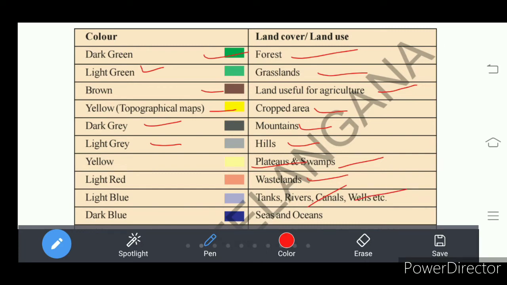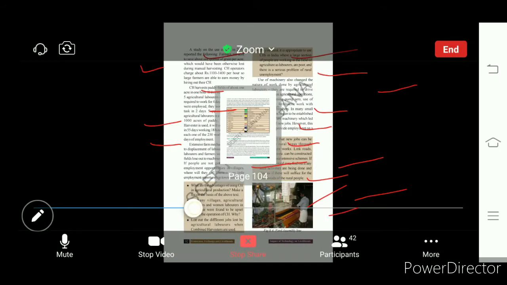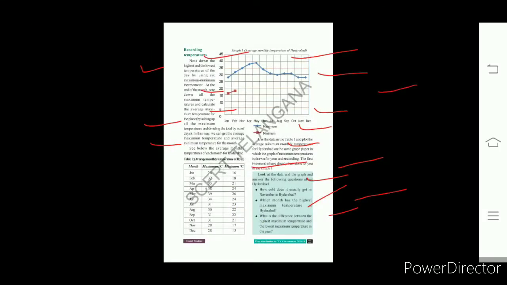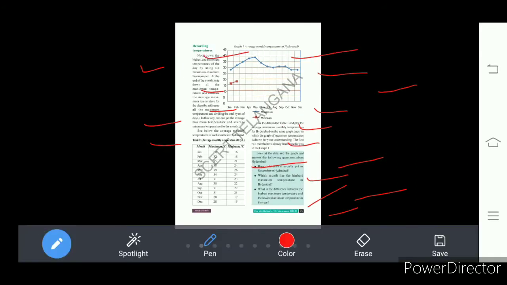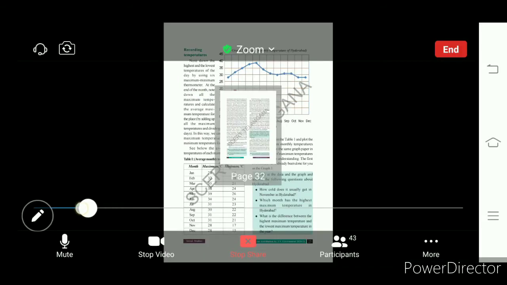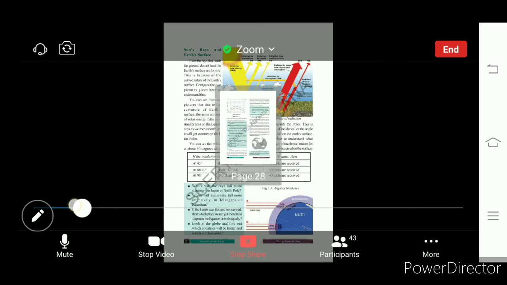If dark blue is there, it is used for seas and oceans. If we find the black color, then what is it? Boundaries of the states. So while making a map, different colors are used to show the different things in a map. Okay, so these symbols are very essential to identify the things in a map.